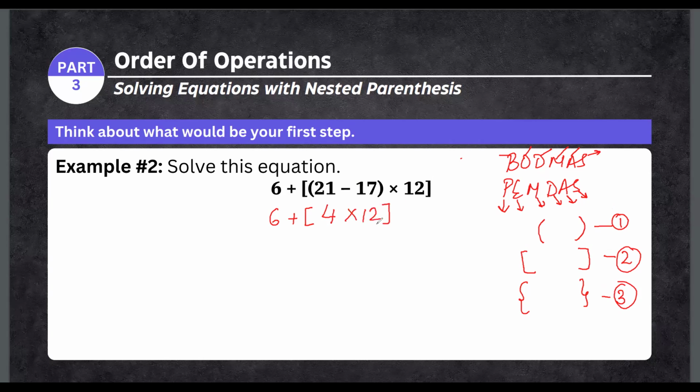Now we have the square bracket again. Now 6 plus 12 times 4. So 12 times 4 is 48. Now we have to add and what we will get? We will get 54 and this is our answer.